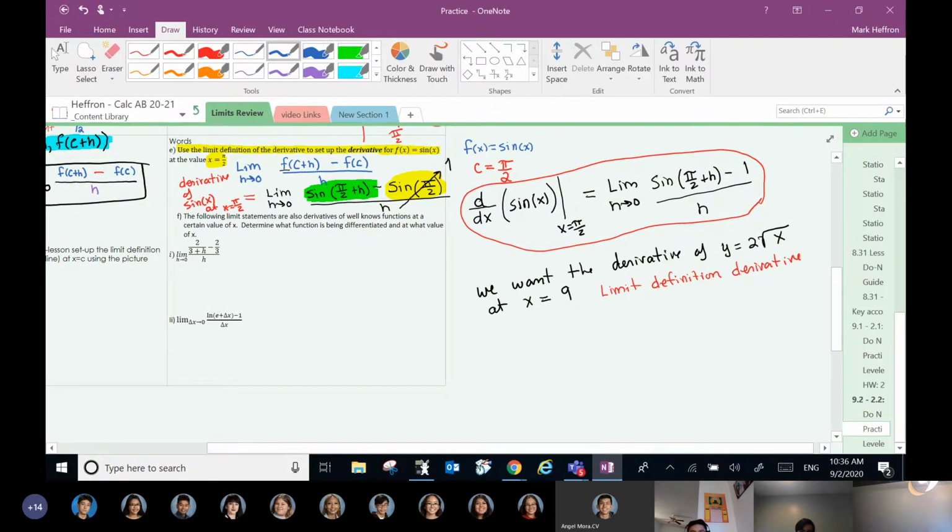How do I start this problem? I start it with our definition. The limit as h approaches 0, f of c plus h minus f of c all over h. And then, what do I plug in for my function? Would it be 2x? Yeah. It would be 2 square root of x.